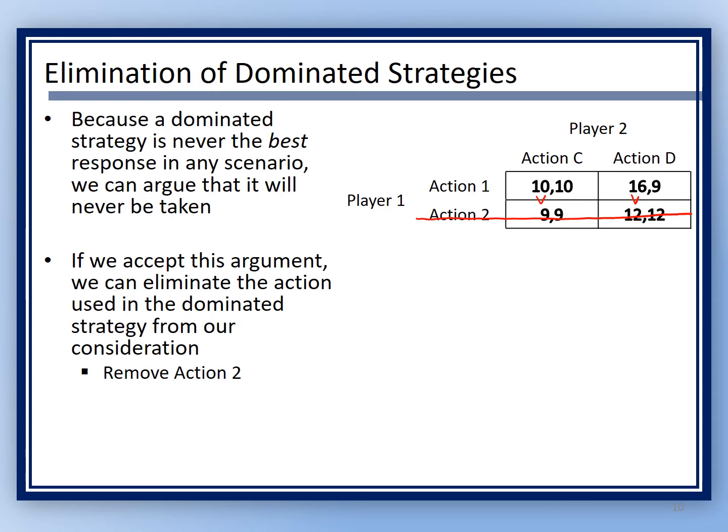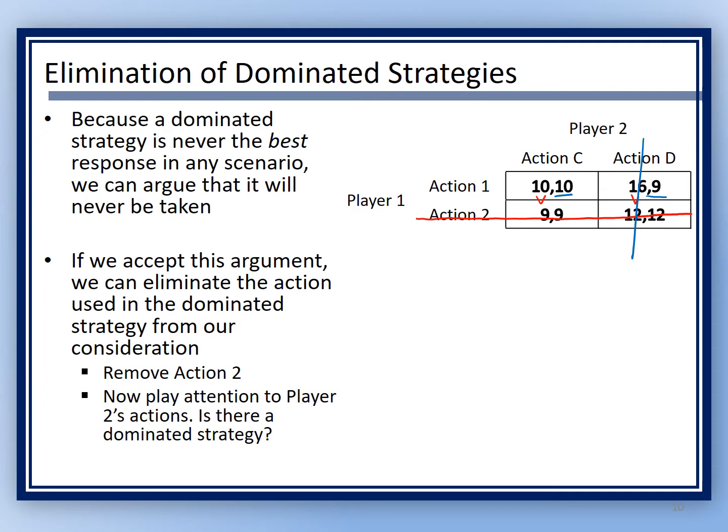Now look at what player 2 is facing right now. Player 2 is facing a situation where he either gets 10 by using action C, or he gets 9 by using action D. Is there any reason for him to use action D then? No. There's nothing that encourages him to use action D. Action D became dominated after you eliminate action 2.